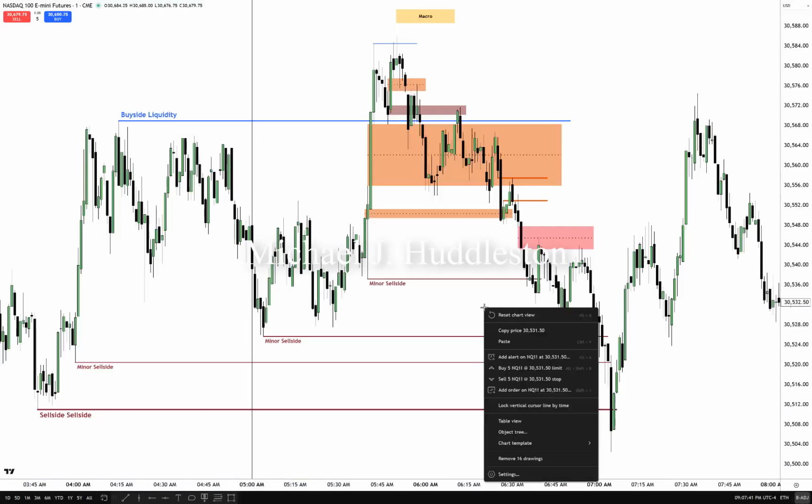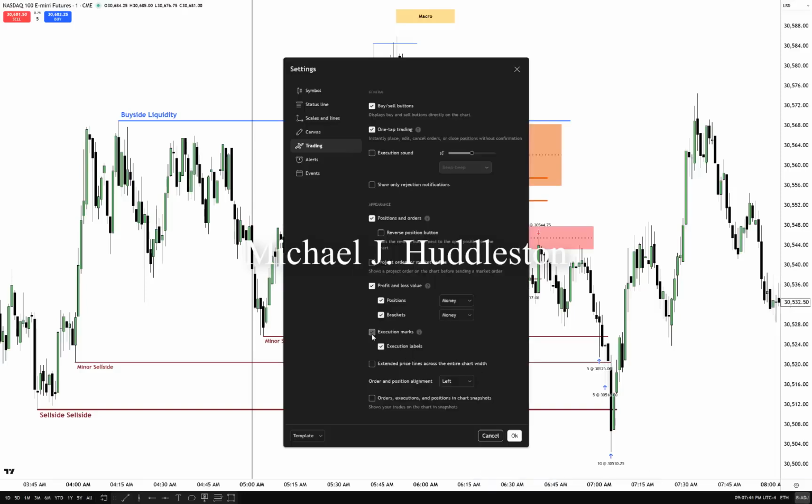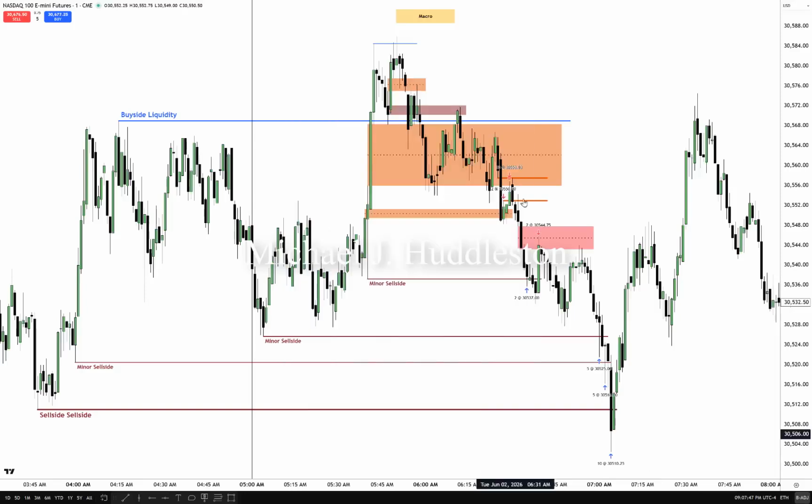And I know it's not on here, so let's put them on there now. Here's the executions. There's the business there. And you can see here's the first entry with the two contracts right at consequent encroachment of that little inversion fair value gap I was anticipating.